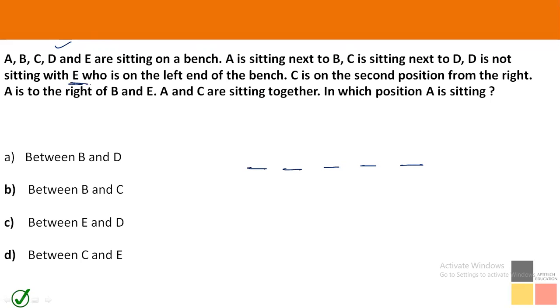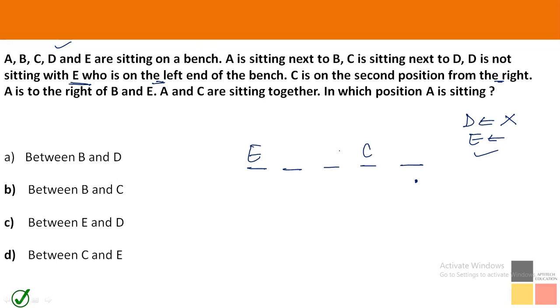Now it's very important to understand here that D is not sitting with E, who is on the left of the bench. Which person am I talking about? Is it D or is it E? So very important to understand here, it is not about D, it is about E, who is sitting on the left of the bench. So the immediate left of the bench is E. Okay, now C is on the second position from the right. Right, this is the right position, second position from the right, that is where C is. A is to the right of B and E, and A and C are sitting together.